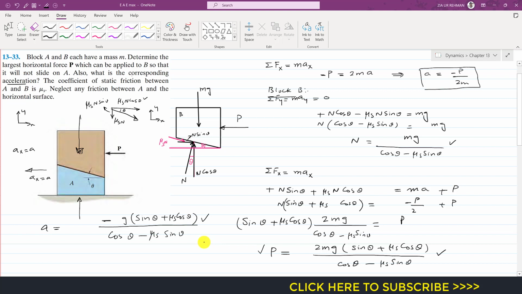So this is the solution of this particular problem. I hope you people would have understood this problem solution.